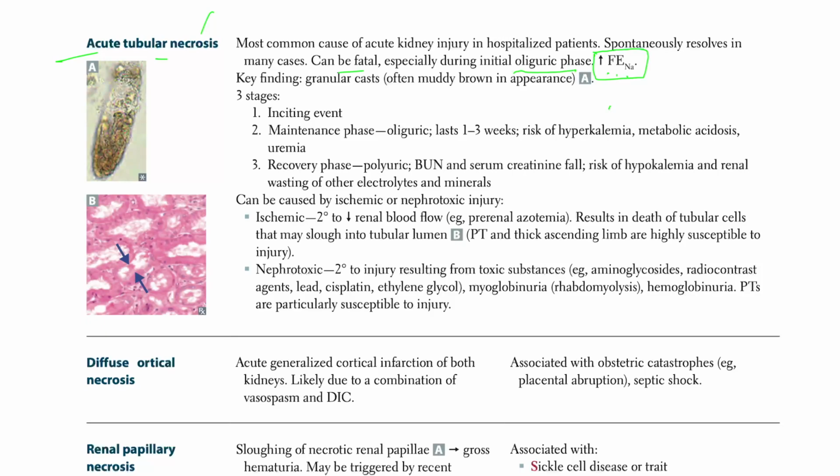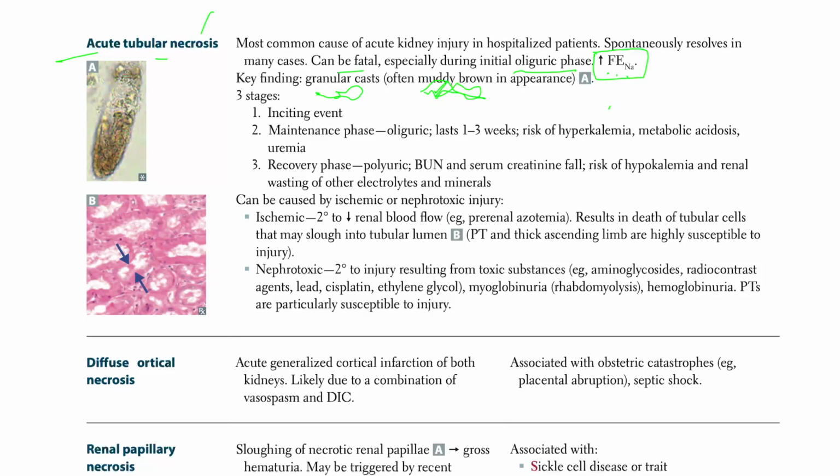So now they're defining it more, acute tubular necrosis. So you have the key findings here. What are the key findings? You have the granular cast, very important, often muddy brown in appearance. So which kind of cast can you see in ATN? Muddy brown.